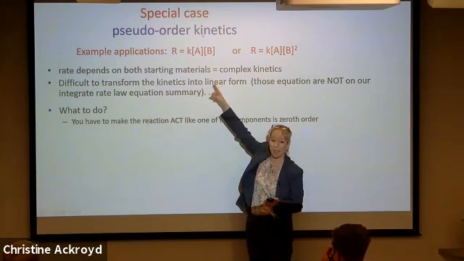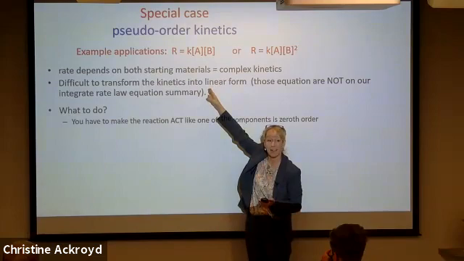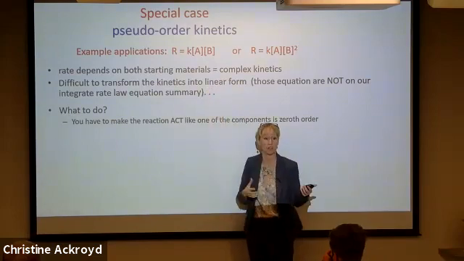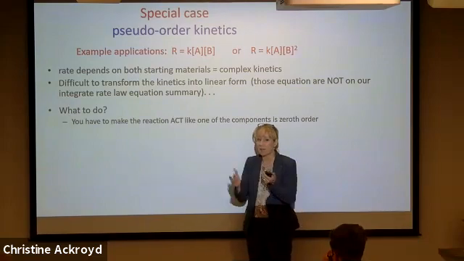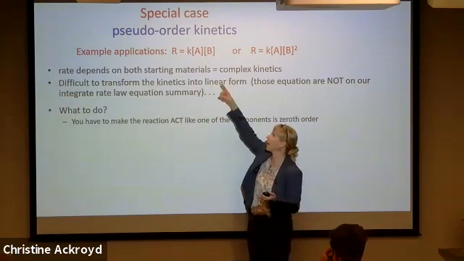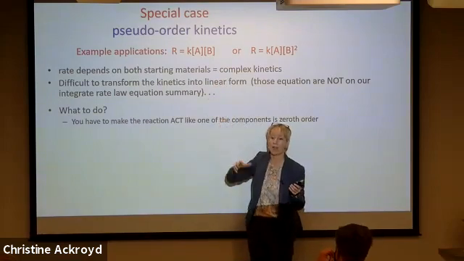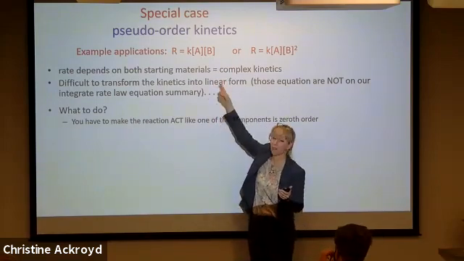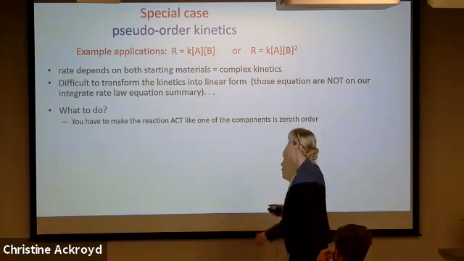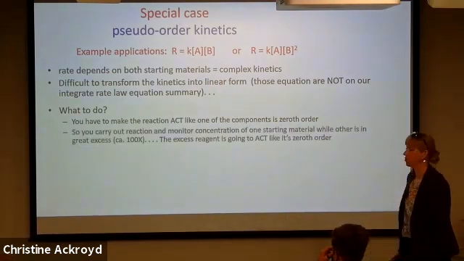Then we can measure the A concentration and analyze the order with respect to A by itself using the integrated rate equation, right? And then we can set it up again a different way to make A act like 0th order. And then use the integrated rate equations to figure out the order with respect to B. So the question is, how do you do that?